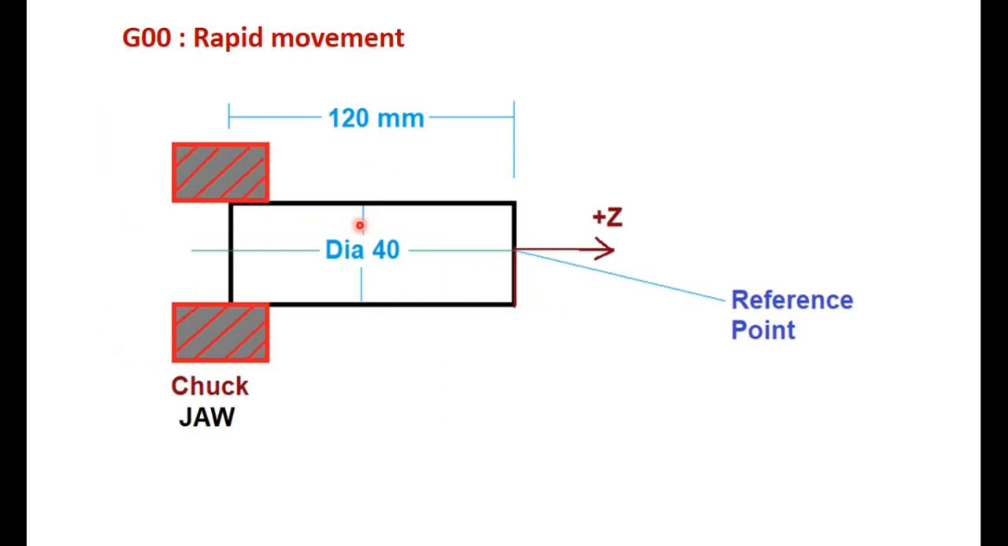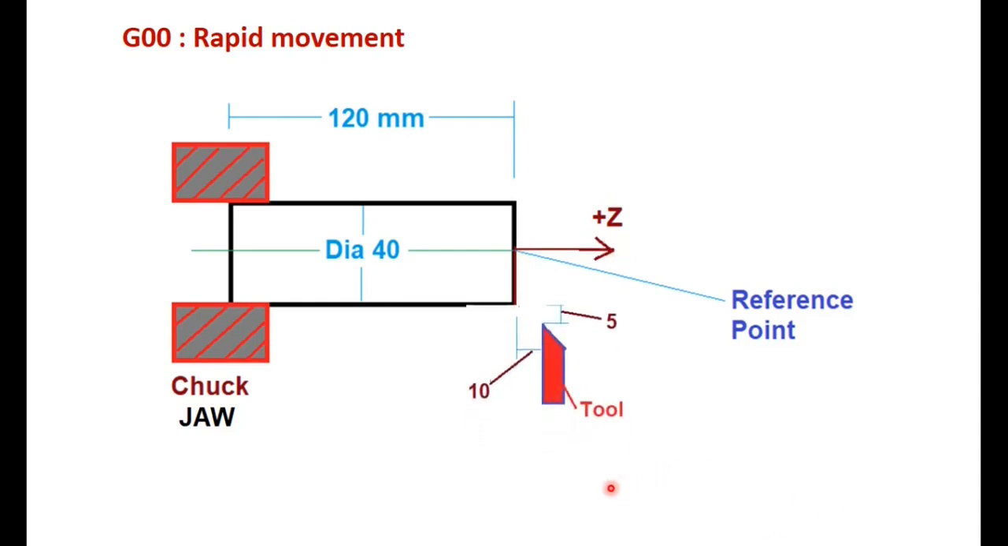Now let's see a few more commands. We know G00 is nothing but the rapid movement. So what happens in case of a rapid movement? In this figure I am showing a workpiece of diameter 40, length 120. It is held in a chuck, and I have defined the reference point as the face, and this is Z plus. So let's define what happens in G00.